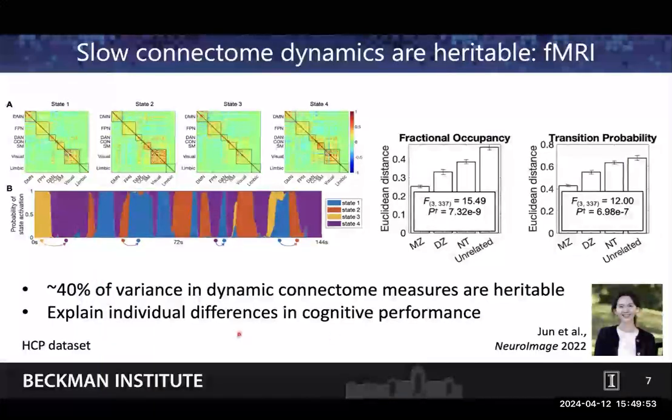We also showed separately that these individually specific, heritable phenotypes of connectome state sequences are associated with the cognitive abilities of one person versus another person.